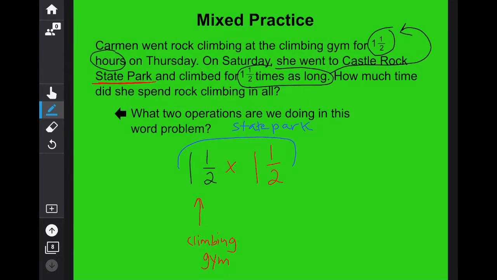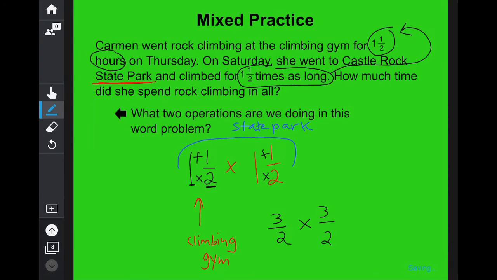Again, we need to change these mixed numbers into improper fractions. To do that, we have to multiply our denominator by our whole number. So 2 times 1 is 2, and then we have to add our numerator. 2 times 1 is 2, plus a 1 gives us 3, and then we keep our same denominator, which is 2. I'm keeping my multiplication. Again, I need to change this mixed number to an improper fraction. 2 times 1 is 2, plus 1 gives me 3. Keep my same denominator as 2.